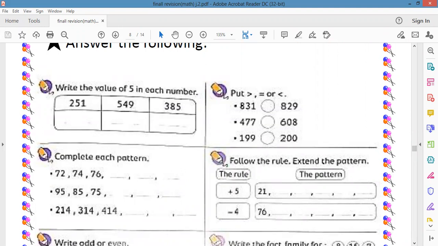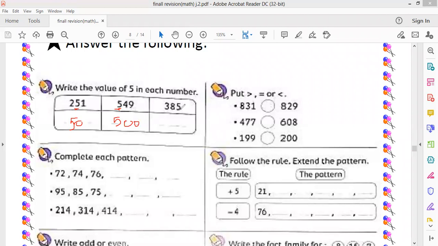Page number 7. Write the value of 5 in each number. 5 here in tens, what is the value of 5? 50. 5 here in hundreds, what is the value of 5? 500. And 5 here in ones, what is the value? 5.